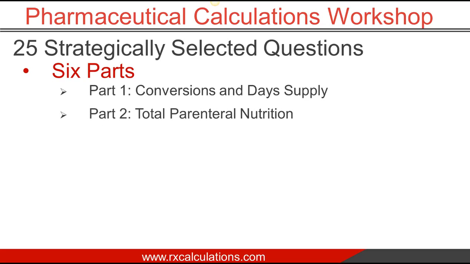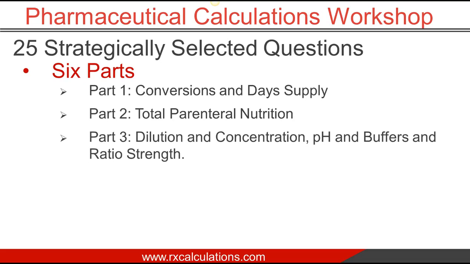So part 2 talks about parenteral nutrition, and that correlates with the first part of the calculations requirements in the NAPLEX blueprint. You have part 3, which is basically giving you a snapshot of solved questions on dilutions and concentrations, pH and buffers, and the ratio strength.